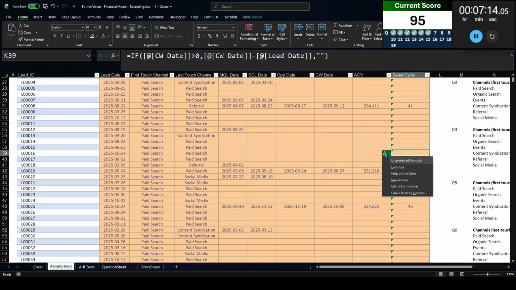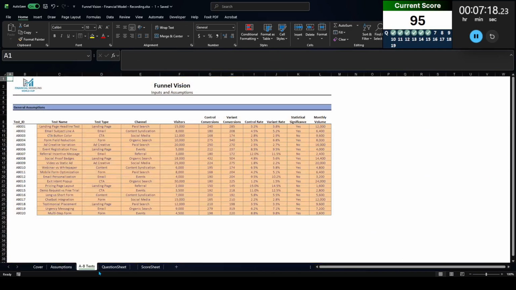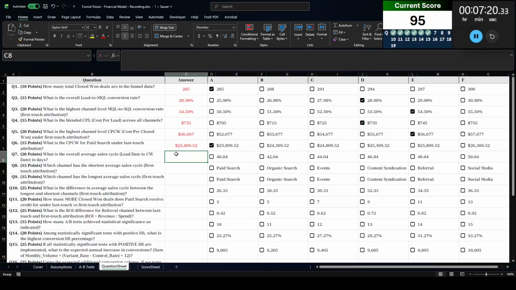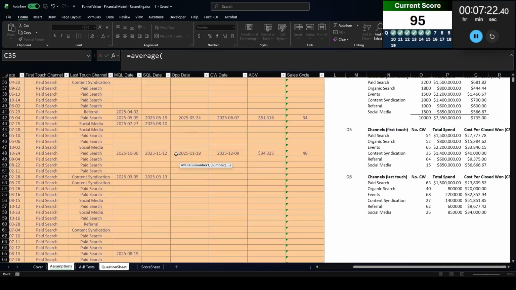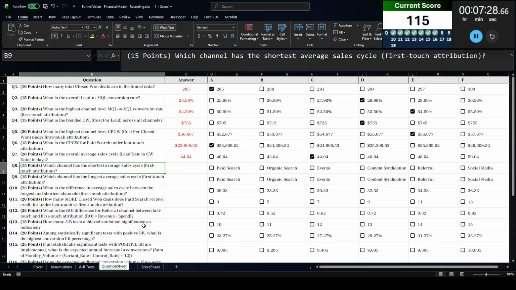It's giving me these green triangles. Oh, it's unprotected. That's fine. I'm not locking this sheet. And so the question was the average. So let's go ahead and find the average of this column that we have just calculated. I get 44.04 days.